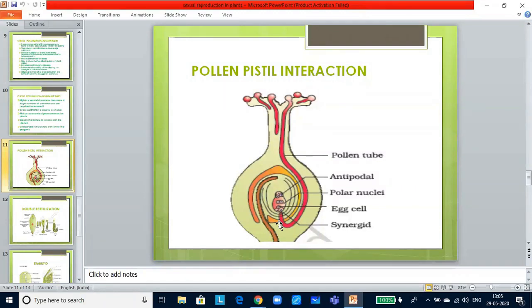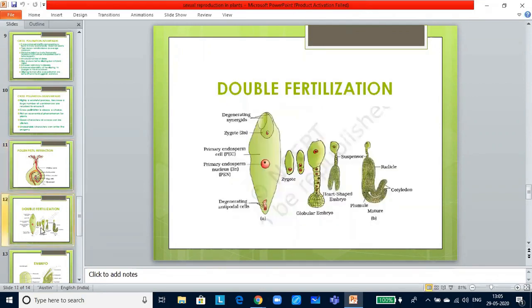The pollen tube, after reaching the ovary, enters the ovule through the micropyle and then enters one of the synergids through the filiform apparatus. These events, from the pollen deposition on the stigma until the entry of the pollen tube into the ovule, are collectively called pollen-pistil interaction. Now, once it has happened, what is the next step?